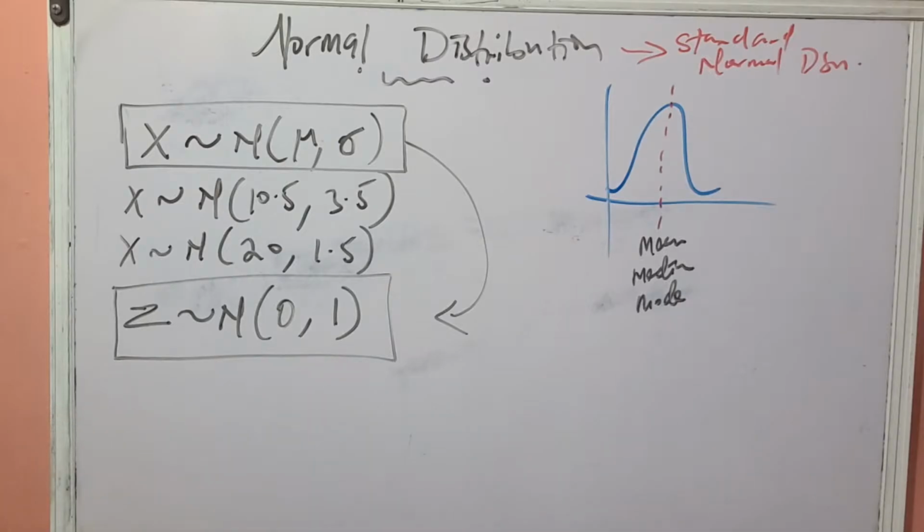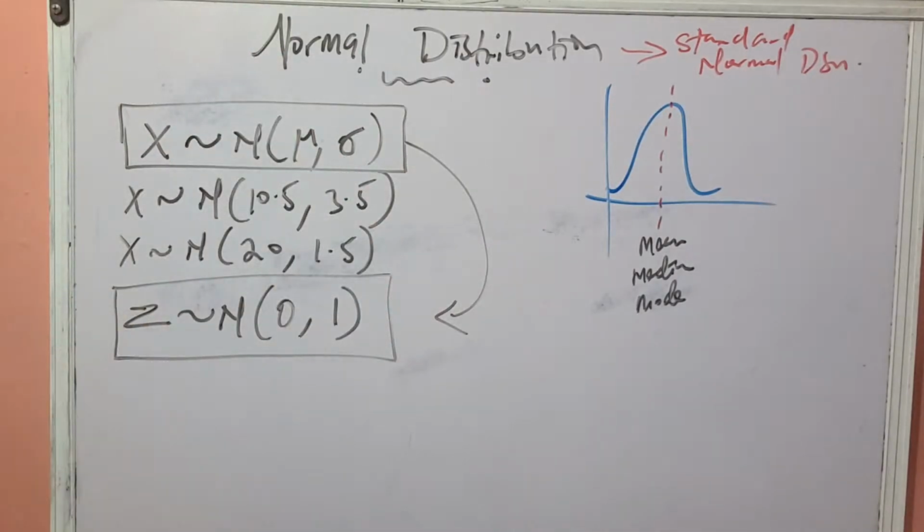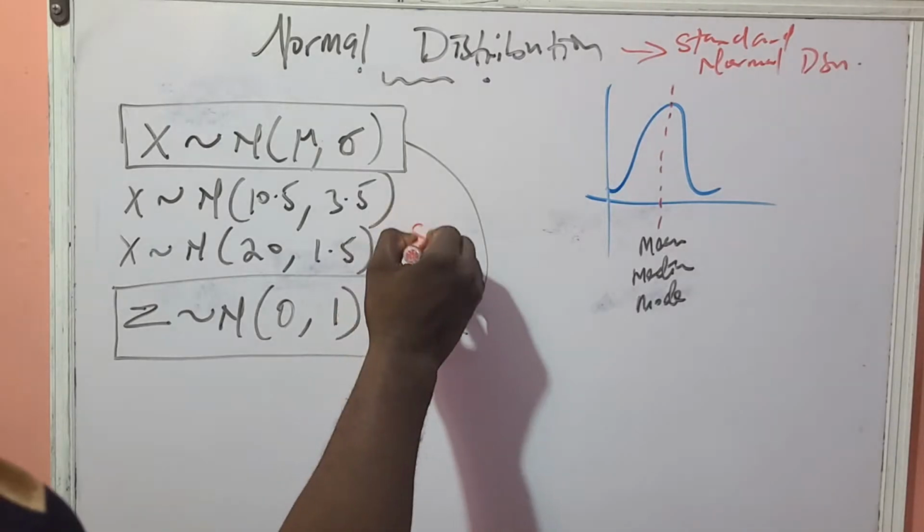So one of the biggest things you have to do when dealing with normal distribution is to find a way to always convert every question you have to a standard normal scenario, and the process of doing that is what we call standardization. So we say you should standardize.